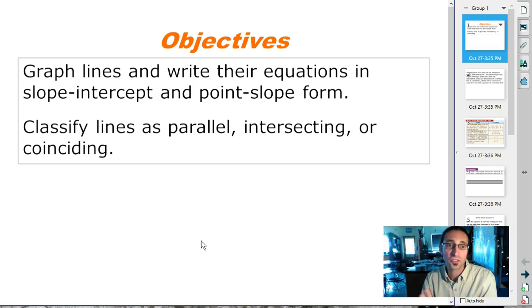This is lecture 3.6. It's about graphing lines, writing their equations, and then classifying them, whether they're parallel, intersecting, or coinciding. I'm going to make another lecture on the true geometry standard that you're trying to master. These can be very lengthy problems, so I'm just going to make that a separate lecture after you get through this one. Sound good?